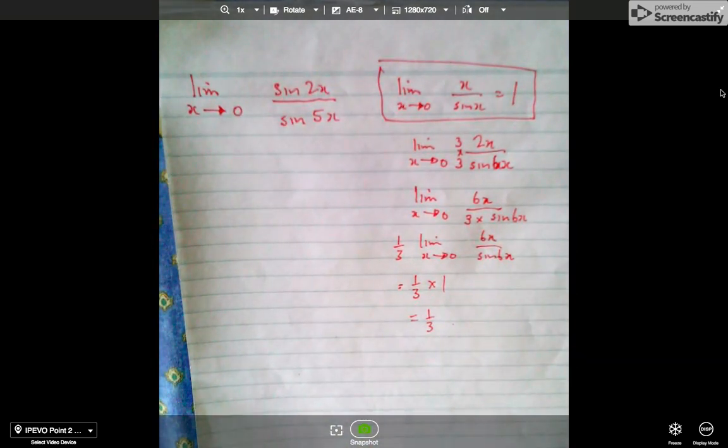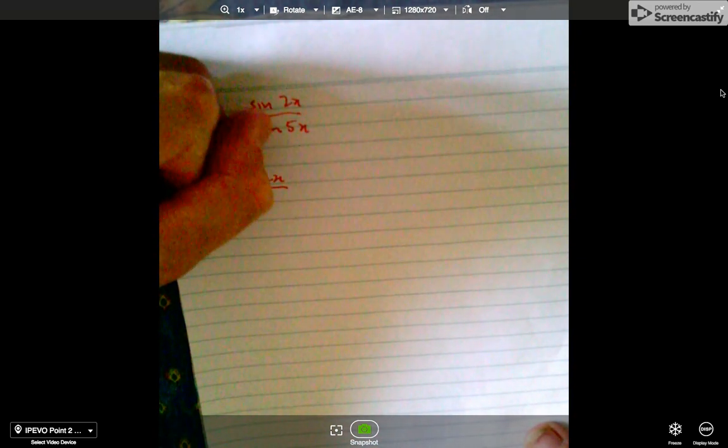So let's have a look at how we do this. I might need another sheet of paper. So what we're looking at is the limit as x tends to 0 of sine 2x over sine 5x. So just so I don't have to write the word limit as x tends to 0 all the time, let's just look at sine 2x over sine 5x. And let's manipulate that a little bit.